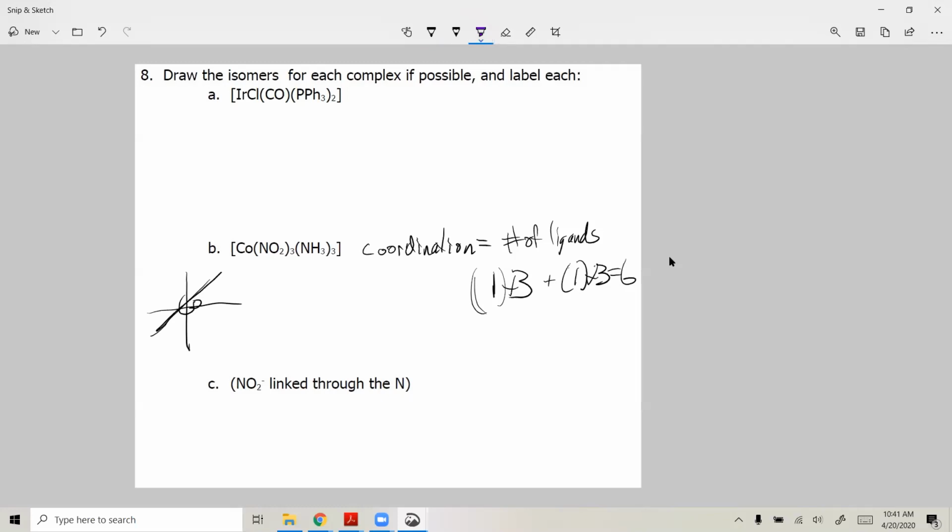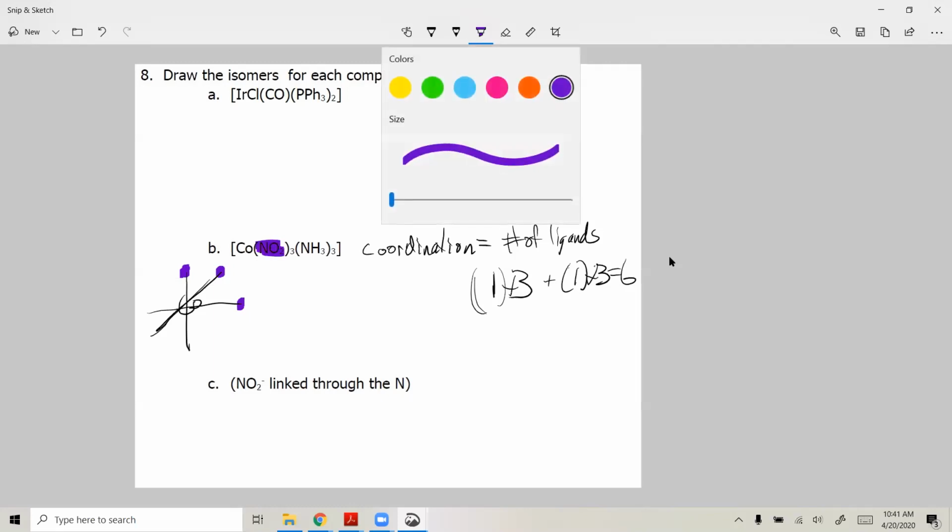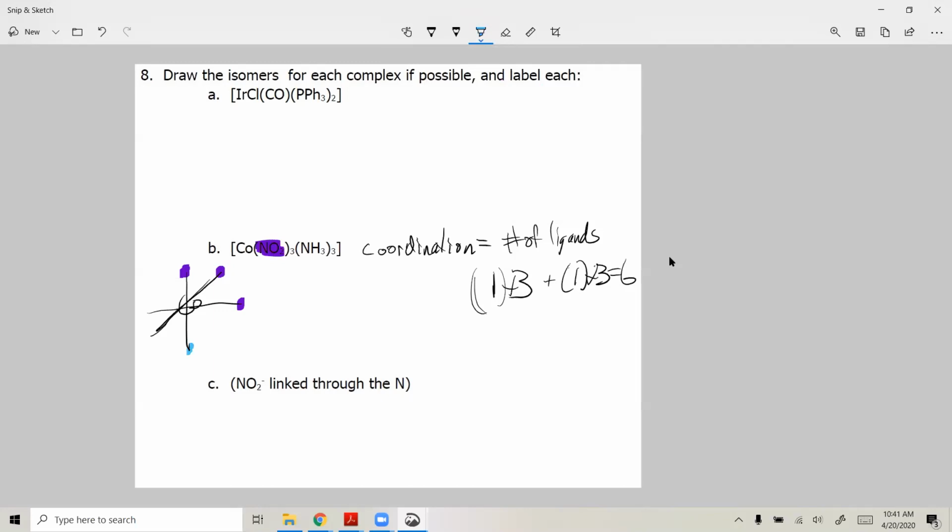Now, one way to do this is you can just assign them colors. So that might be my NO2, and that might be my NH3. That might make it a little bit easier for me to keep track of them as I start to draw them out. If you have a modeling kit, you can also do it that way as well.